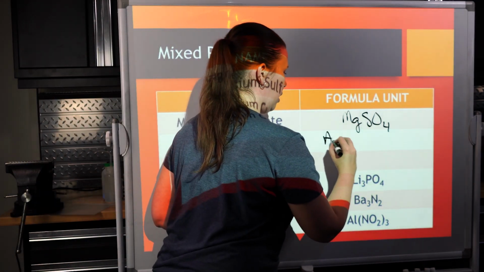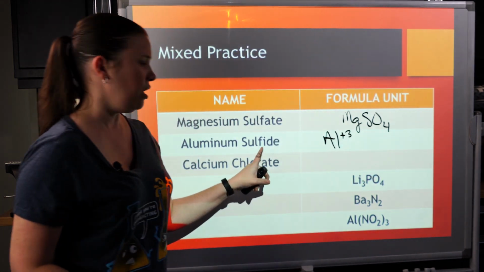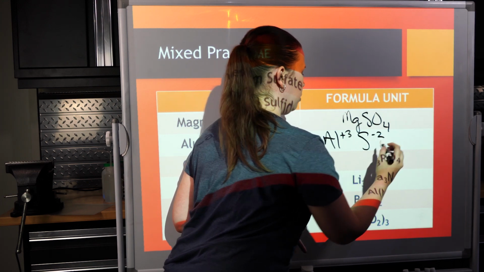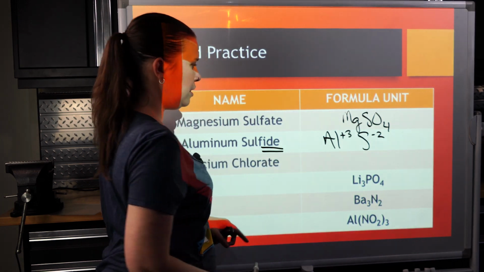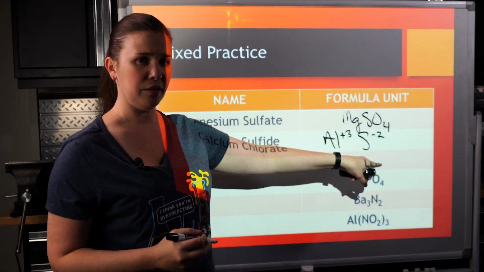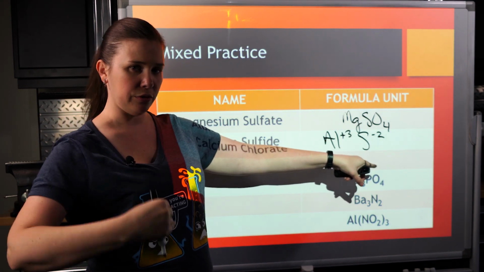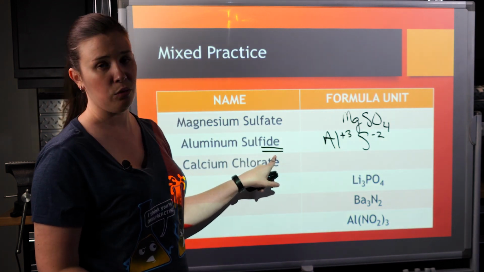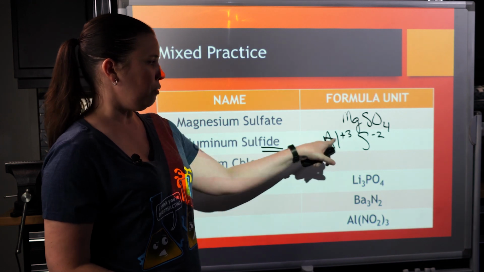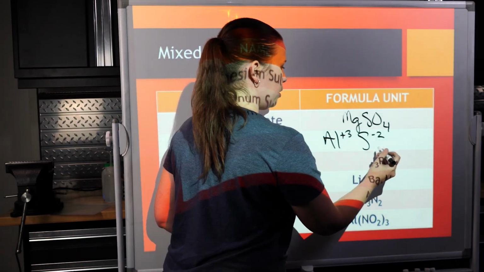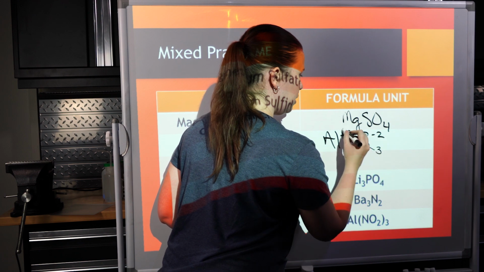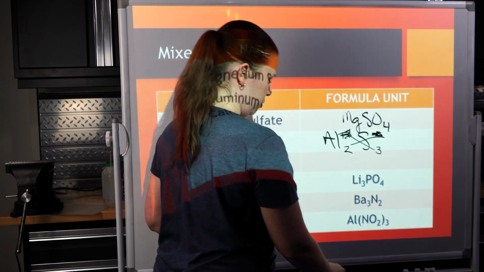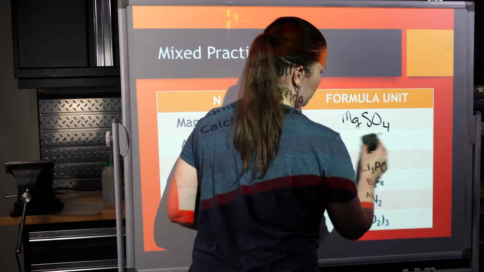Aluminum, Al, has a +3 charge, and sulfide would have a -2 charge. The IDE indicates it's the single type of atom, which is how I knew it was just regular sulfur as opposed to sulfate or sulfite. It's not polyatomic when you end in IDE. Now we would want to balance these charges, so we're going to crisscross. We'll bring the 3 down to the S, and we'll bring the 2 down to the aluminum. So let me rewrite this here. We've got Al2S3.